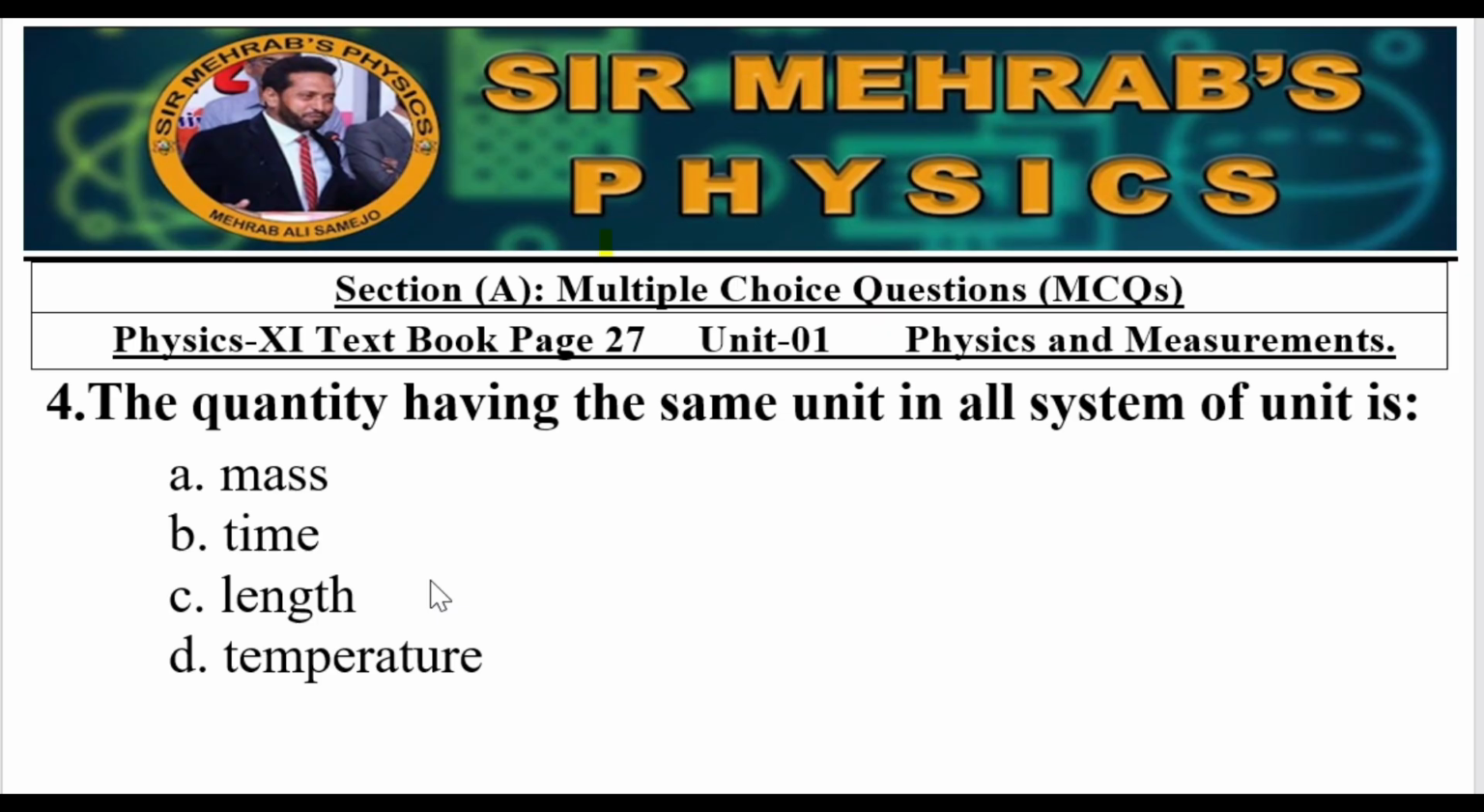When you talk about length, in the MKS system its unit is meter, in the SI system its unit is meter, but in the FPS system its unit is foot. Temperature in the SI system has the unit Kelvin, and in other systems its unit is degree Celsius. You have different units. Only time is the quantity that has the same unit. So option B is the correct answer.